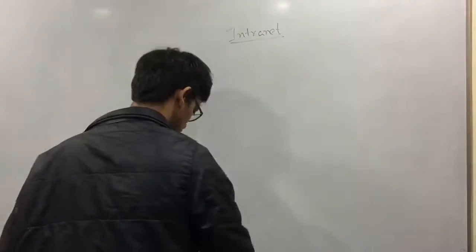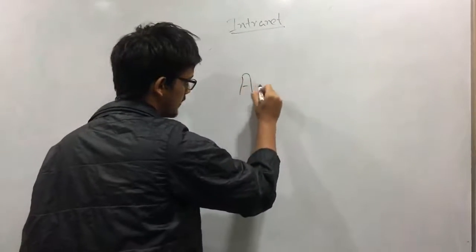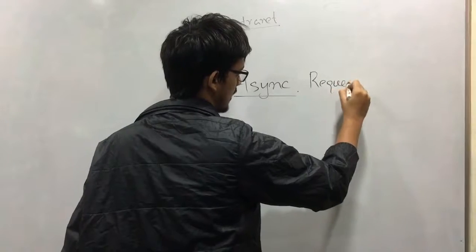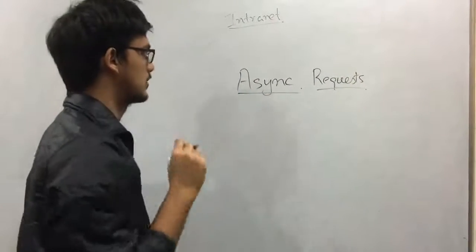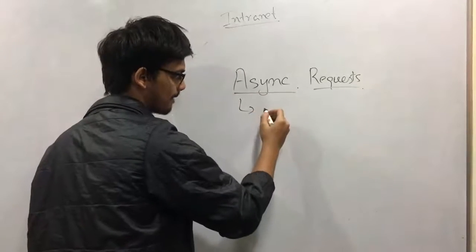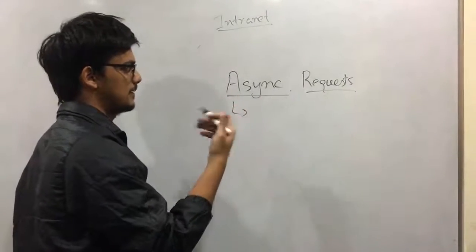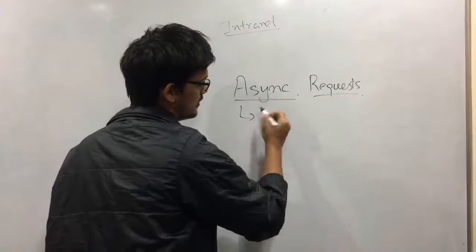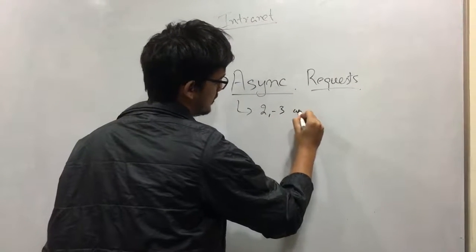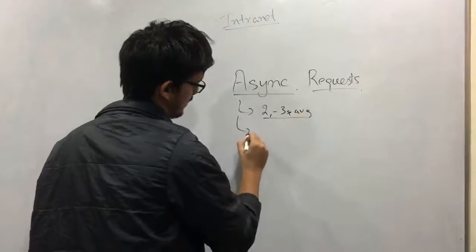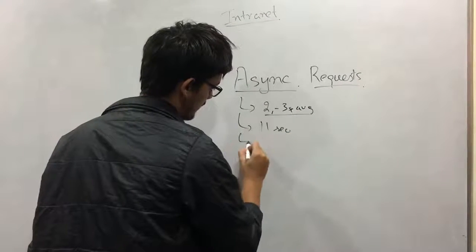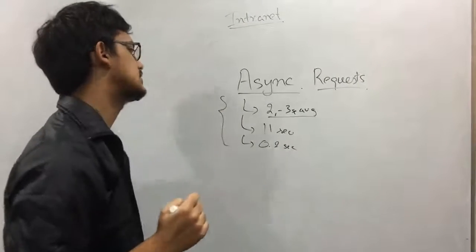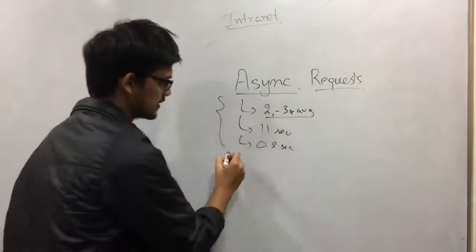Now, as we know what asynchronous is, let's further dive into what asynchronous requests are, as they are very important from the testing point of view, because these requests return at an unpredictable rate. There is no particular time in which they will return the result. Let's say it returns an average response time of 2 to 3 seconds. It can also go to 11 seconds, or it can be blazingly fast at 200 milliseconds. So as you can see, the asynchronous requests are unpredictable, but they always result in the same output.